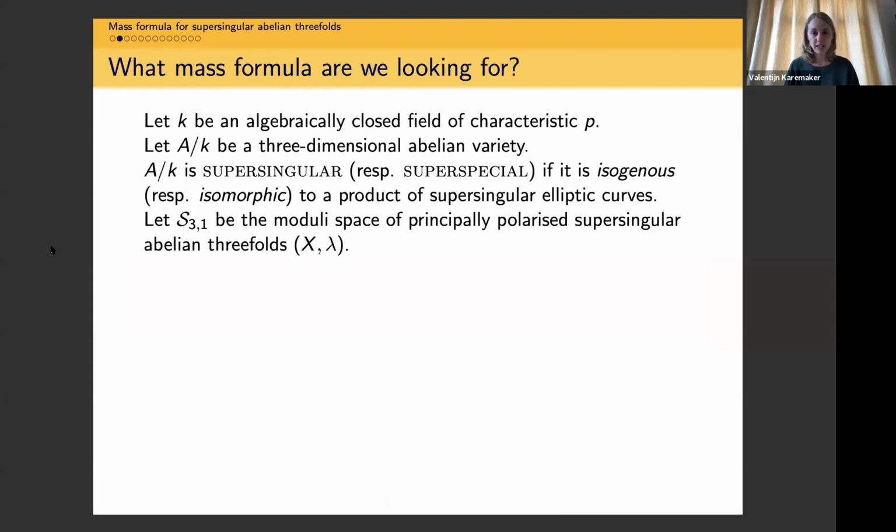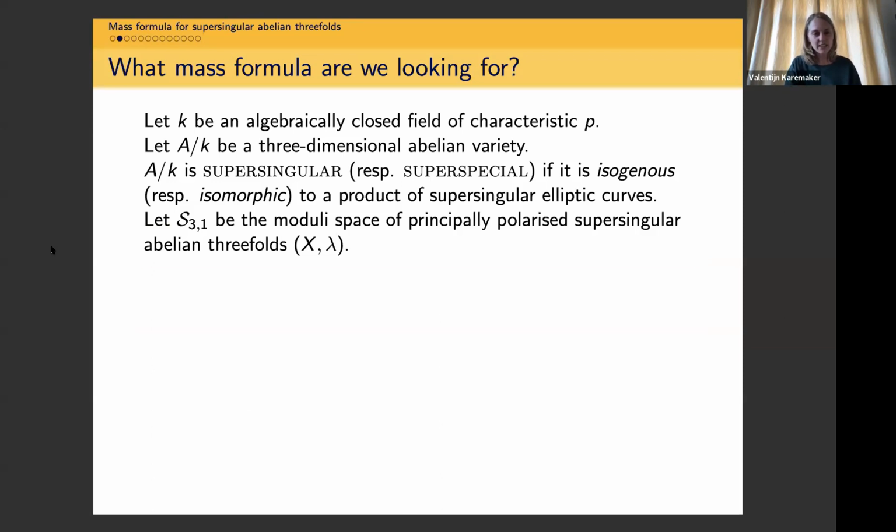K is an algebraically closed field of characteristic p, and A over K will be a three-dimensional abelian variety, so a threefold. Then such an A is supersingular if it's isogenous to a product of supersingular elliptic curves, and it's superspecial if it's isomorphic to such a product. And then S_{3,1} is the moduli space of principally polarized supersingular threefolds. So this is the Siegel locus in the moduli space of all principally polarized abelian threefolds.